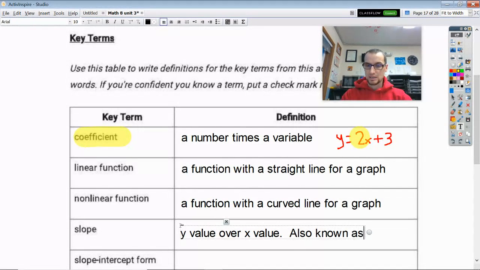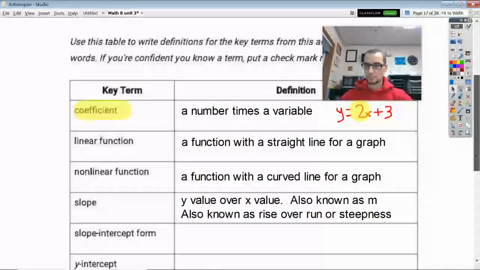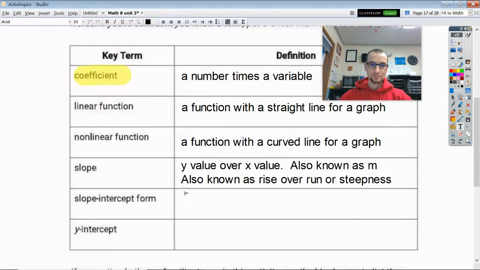Slope is y value over x value. Also known as m. Also known as rise over run, or steepness. Slope-intercept form, y equals mx plus b. M is slope, b is the y-intercept.